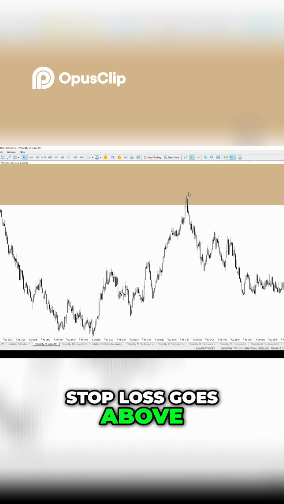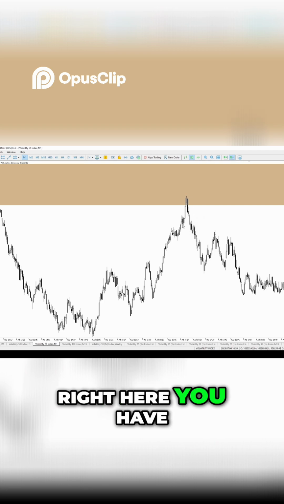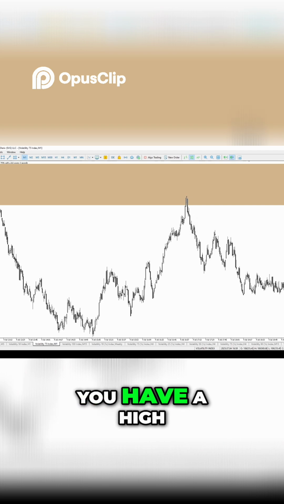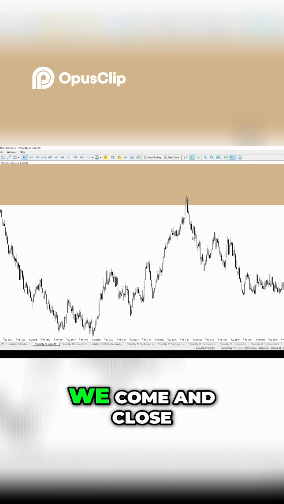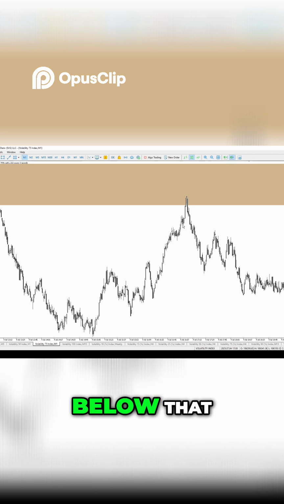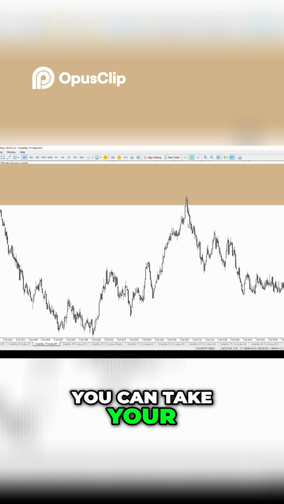Stop loss goes above. Right here, you have a market structure shift. You have a high that is made. We pull back. We then violate that. We come and close below that, you have a market structure shift. And then you can take your trades.